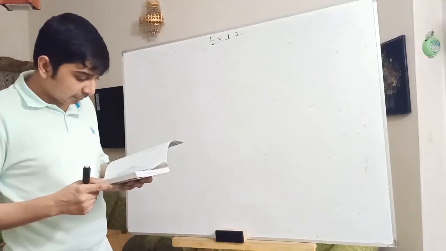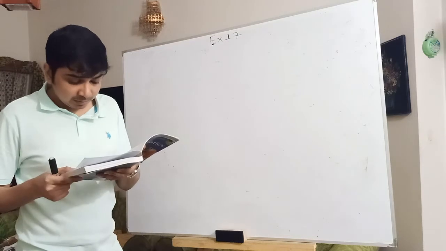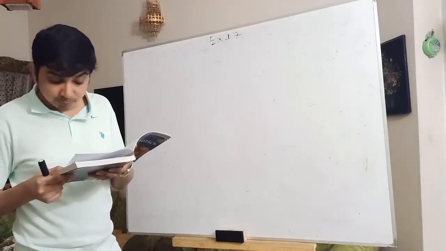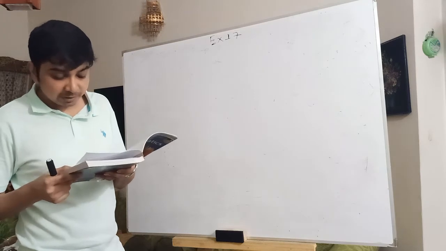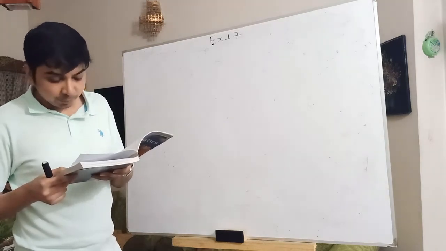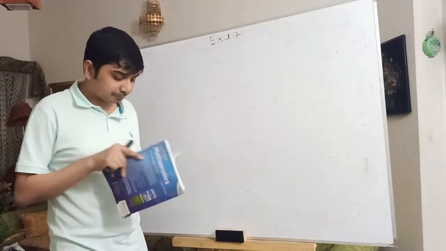Okay, now let's solve question number 14. A wheel turns through 90 revolutions per minute. How many degrees does it turn through in 1 second?